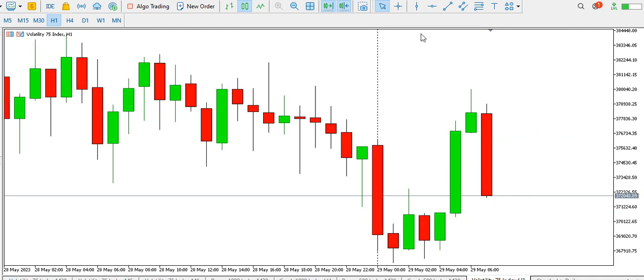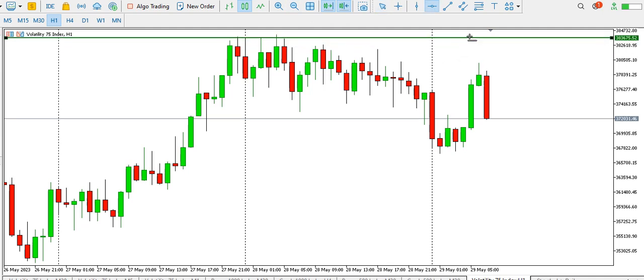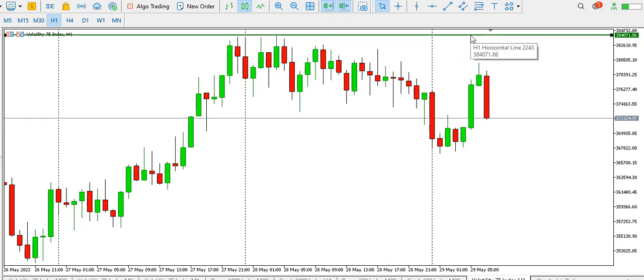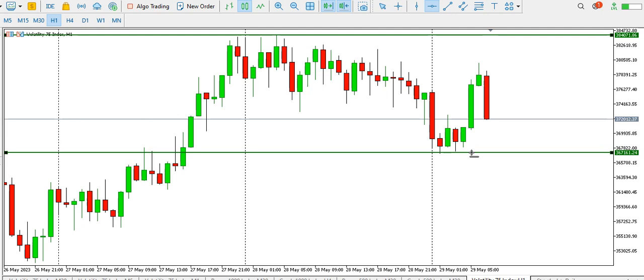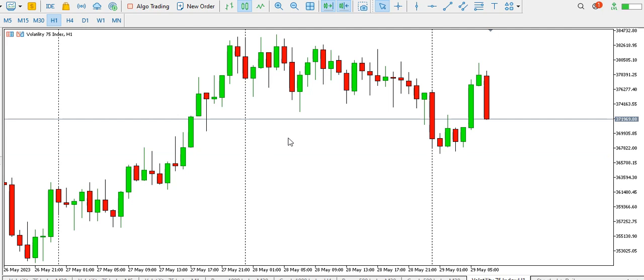Price is currently ranging. We need to see price break out of the range top, which is at the 384071 level, or break below the range bottom, which is at the 367029 level. As time goes on, we'll find out where price is headed.